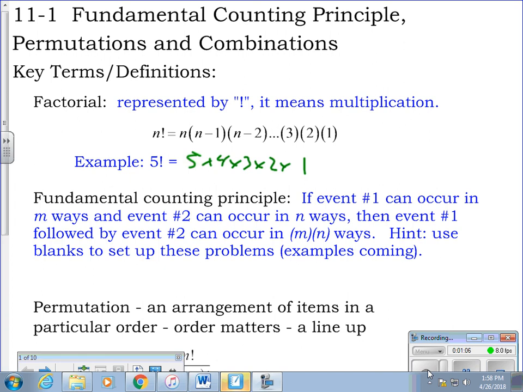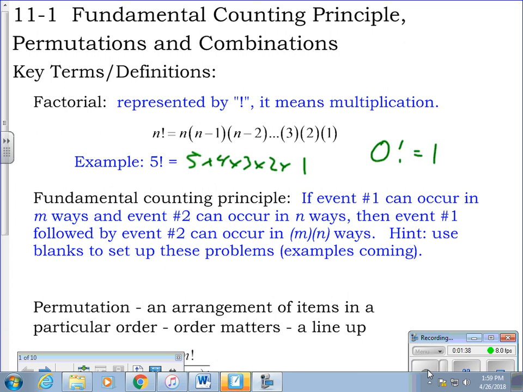Now, factorials are only for positive integers, except for 0. By definition, 0 factorial is 1. There's a reason you have to do that, and we will see that reason later today. I can't count down to get to 1 starting at 0, but we do have to say that. If you type in 0 factorial on your calculator, it will tell you it's 1.